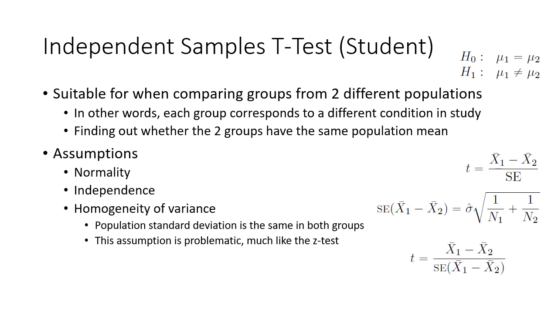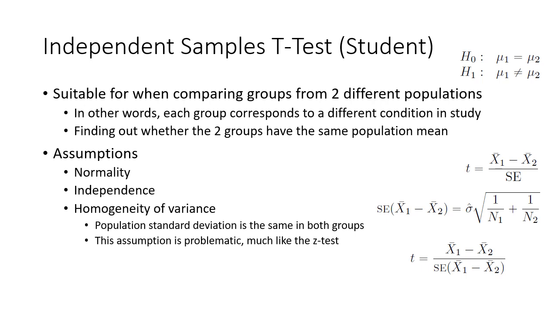Funny little anecdote. But regardless, as was briefly mentioned, the independent samples t-test, or the student t-test to be more specific, is perfect for when we are comparing two groups from different populations within a study between subjects. Or to put it in other words, we want to compare the results of different conditions within a study, where each group represents a different condition.